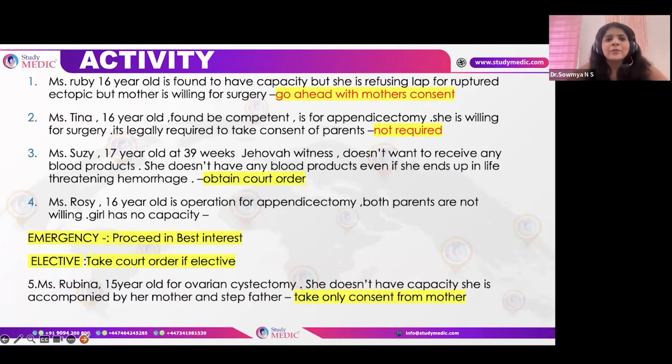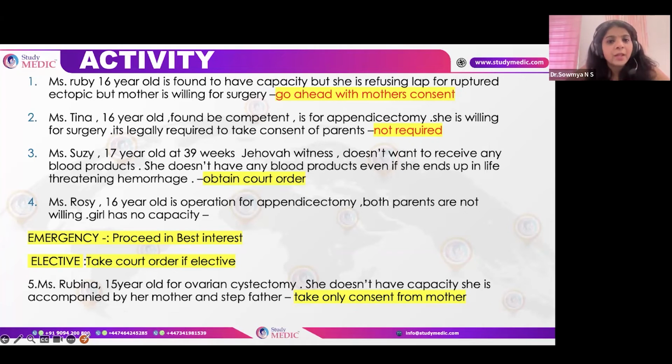Now, a couple of things again for the consent. I've added a lot of things for consent because people get really worried. A 16-year-old found to have capacity, refusing laparotomy for ectopic, mother is willing for surgery. Emergency, so take the mother's consent and proceed. A 16-year-old competent for appendicectomy, she is willing for surgery. Is it legally required to take consent from the parents?